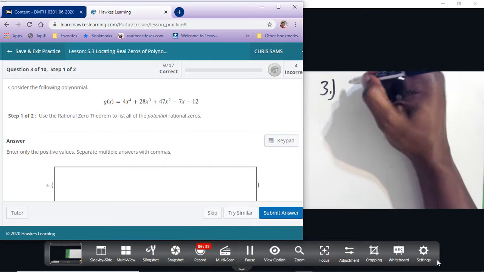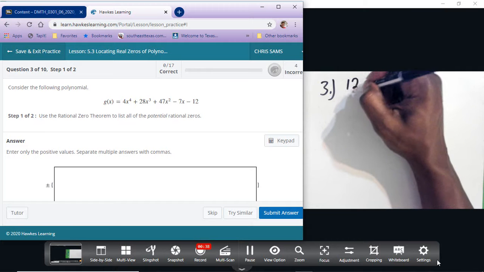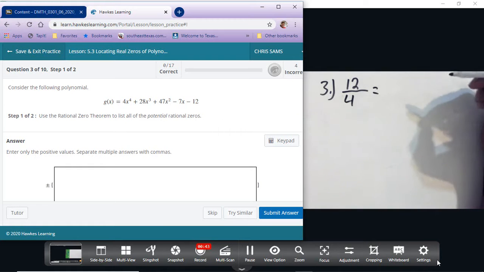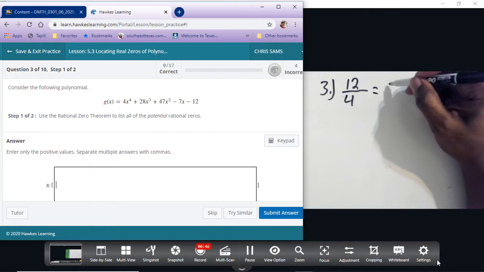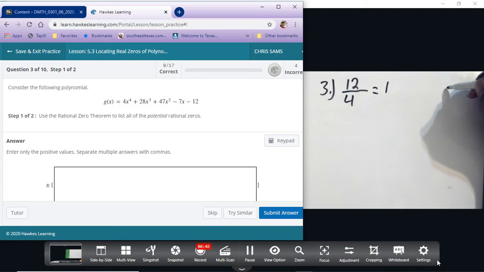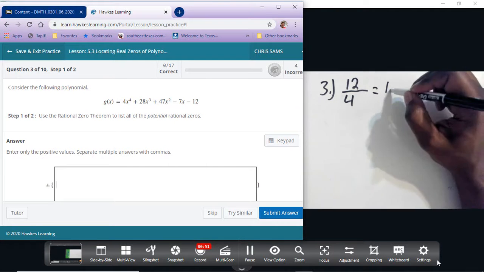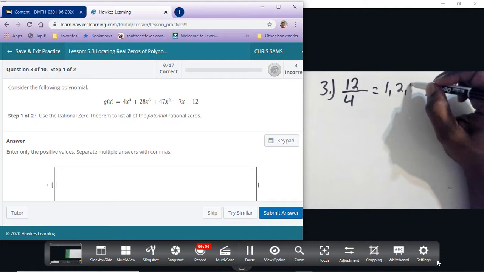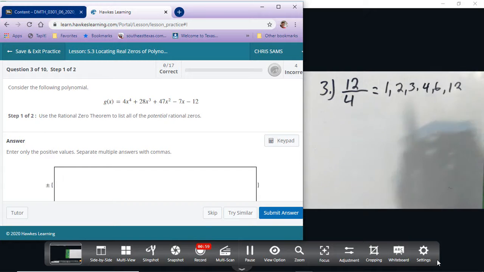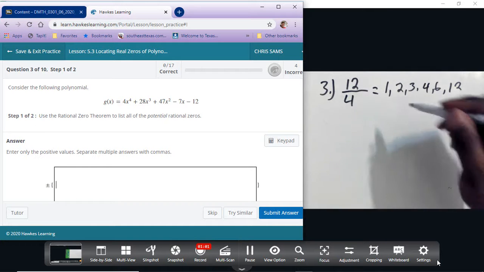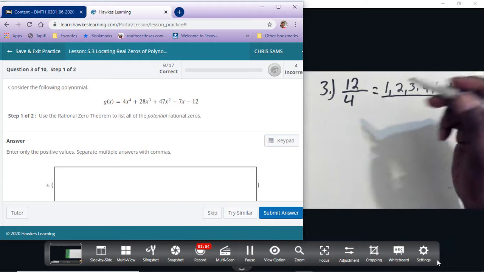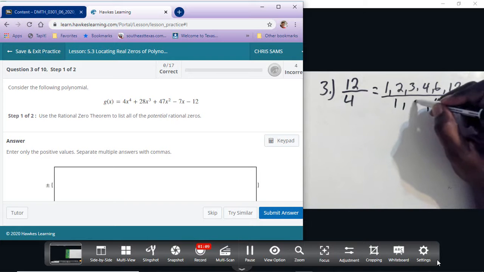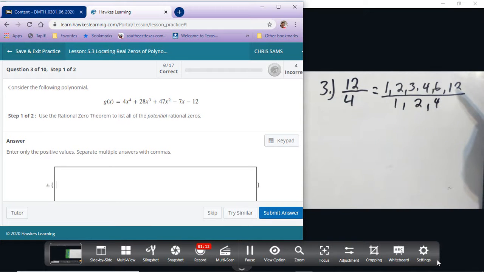So the constant is 12, the leading coefficient is 4. We're going to list the factors of each of these numbers like we've done previously. So of 12, we get 1 and 12, and I'm going to skip some space. And then we get 2 and 6, and 3 and 4. Okay, so 1, 2, 3, 4, 6, 12 are our factors of 12. And then of 4, we got 1 and 4, and then 2 times 2. So this is our list of factors.